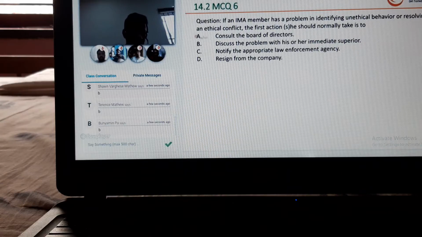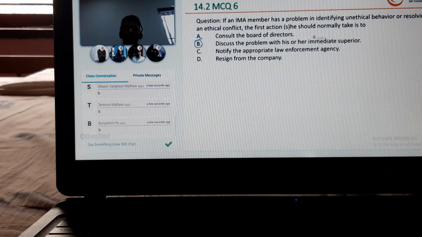immediate supervisor, right? You should not go to the board of directors unless the board of directors is your immediate supervisor. Sometimes the board of directors could be your immediate supervisor if you are CEO probably, and if there is no particular committee of the board which is dealing with that particular issue, then probably the whole board of directors may be your immediate supervisor. But that's not general.